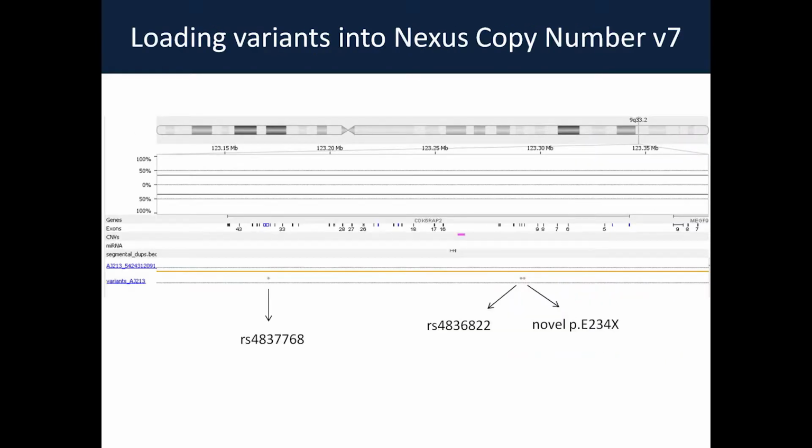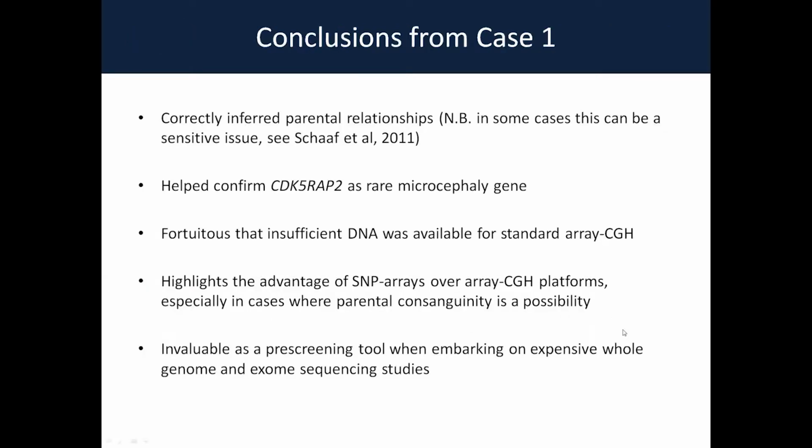So this slide is now just showing the Nexus software. We've loaded in the SNP array data, and the orange is just showing the LOH call, and then we've also loaded in the position of our coding variants that we found. So there were 2 known coding SNPs, and then our novel stop mutation. So that's all the data from the first case.